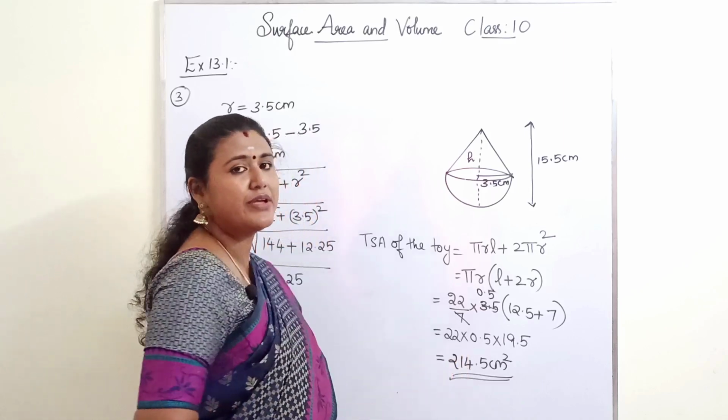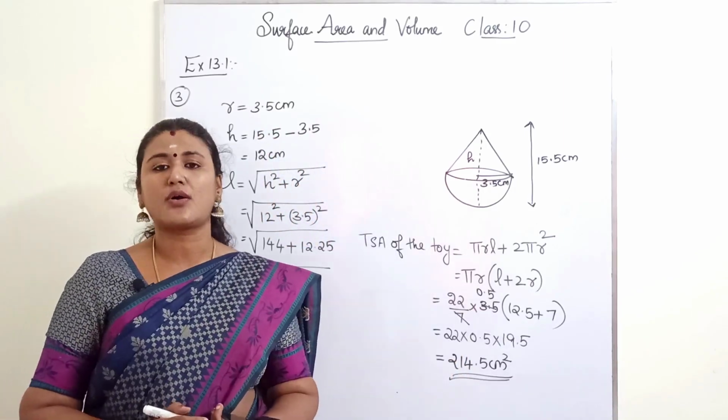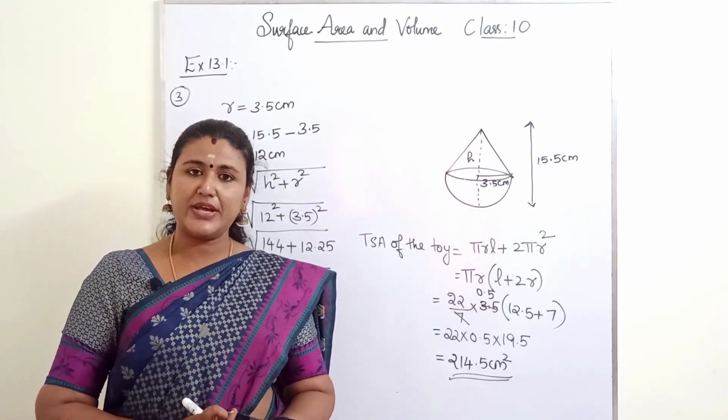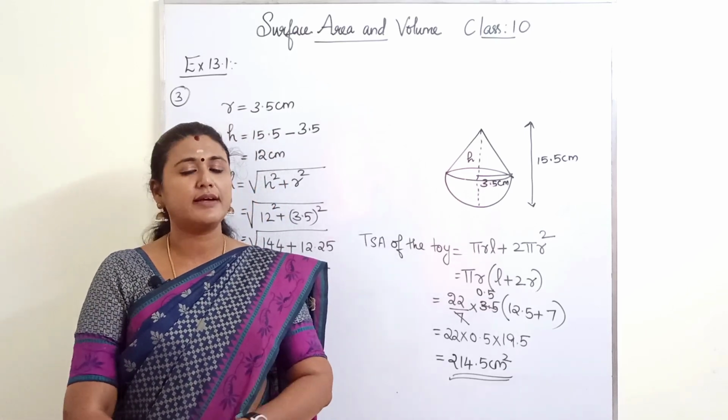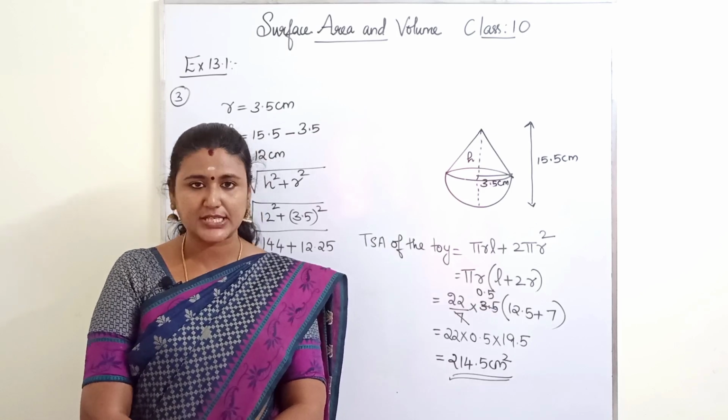So this is how we have to find the surface area of a combination of solids. So today we have completed 3 questions of exercise 13.1. The remaining questions we will discuss in the next video.